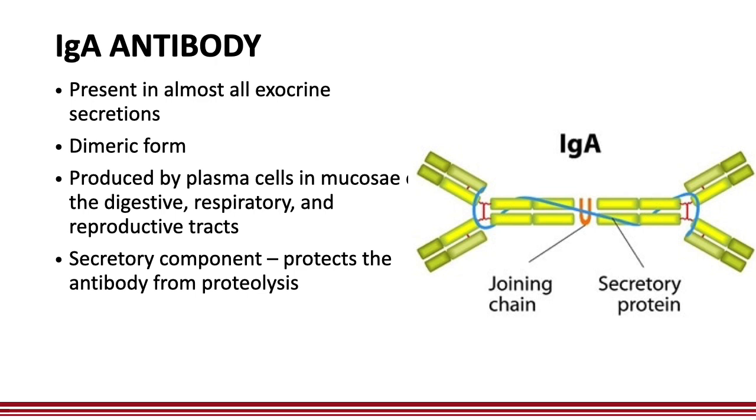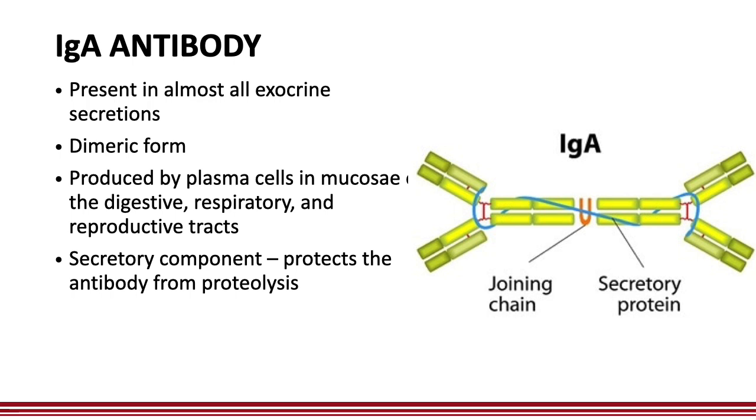IgA is an antibody that is present in secretions. In contrast to IgG, which usually occurs in the monomeric form, and IgM, which occurs in the pentameric form, IgA occurs in the dimeric form. The two Y structures are joined together by a structure known as the joining chain or the J chain. The IgA antibody is produced by plasma cells in a mucosal membrane, so digestive tract, respiratory tract, and the urogenital tract.